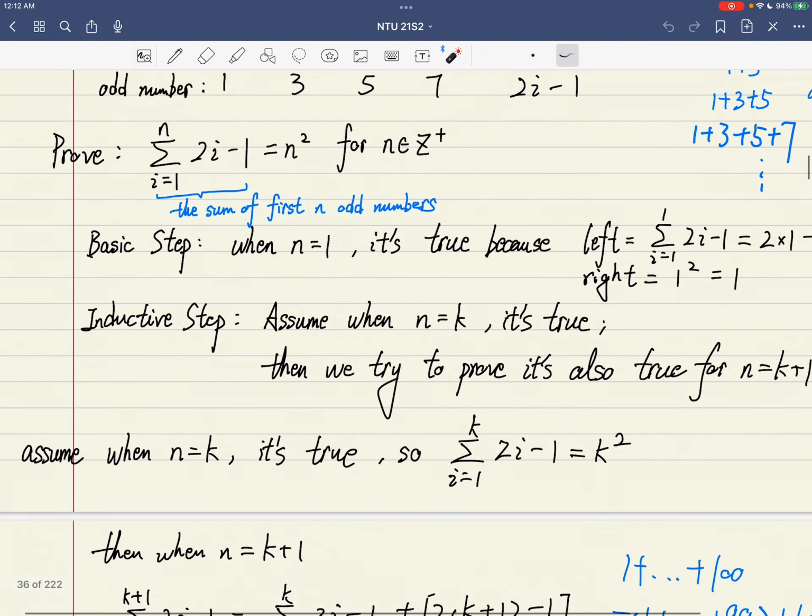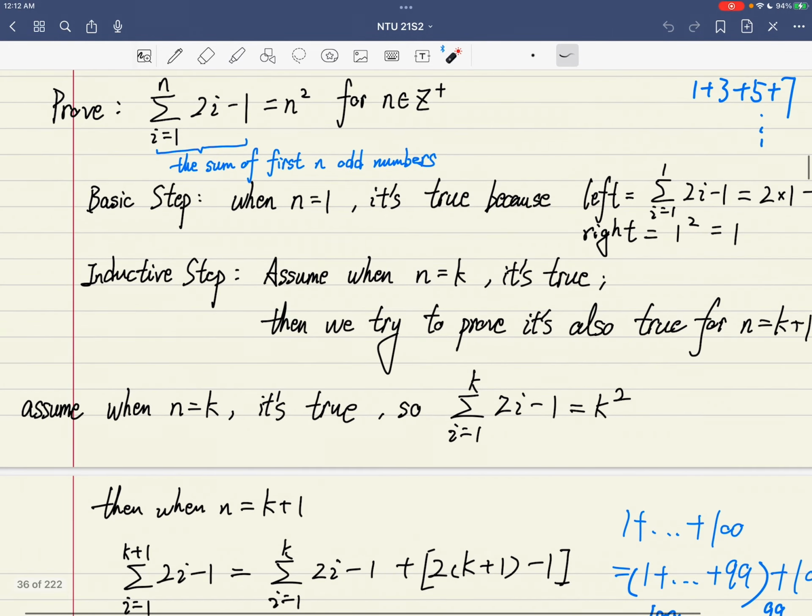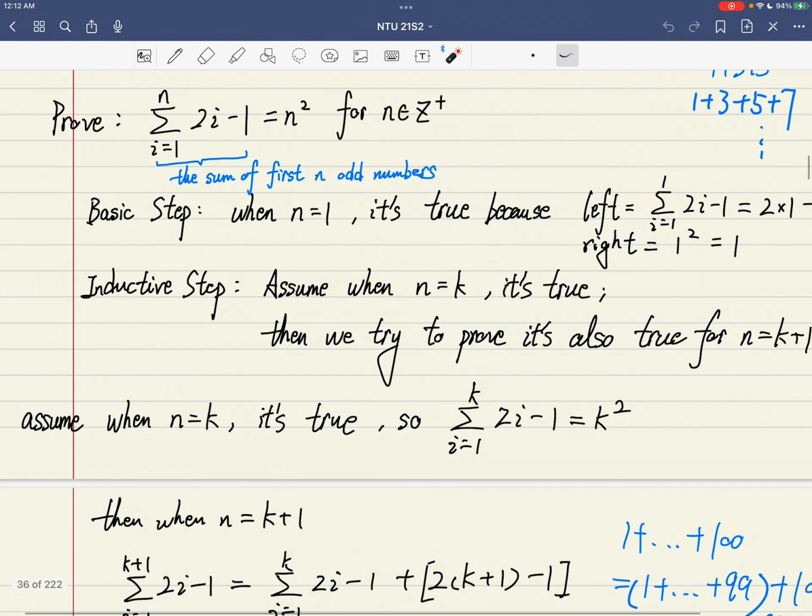Then you want to show the sum of the first n positive odd numbers is equal to n squared. So here the sum for i from 1 to n of 2i minus 1 is equal to n squared. You want to show this equation is always true.